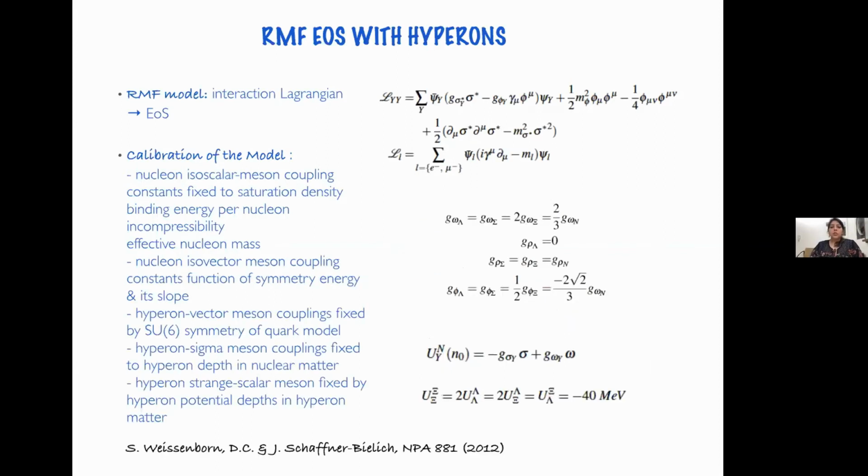And the couplings of the hyperons are determined in this way. Usually the vector meson hyperon couplings are fitted to the SU(6) properties from the quark model, while the scalar meson hyperon coupling is fitted to the hyperon potentials in nuclear matter. On the other hand, one can do the same thing for the strange scalar meson sigma star by fitting it to the hyperon potential in hyperon matter.